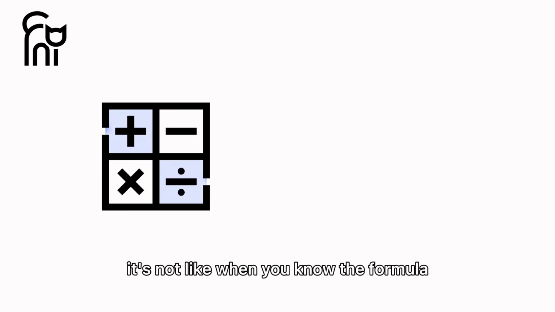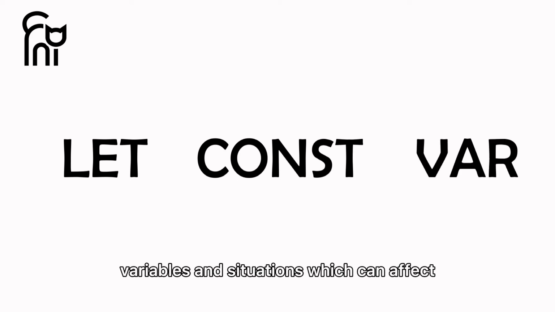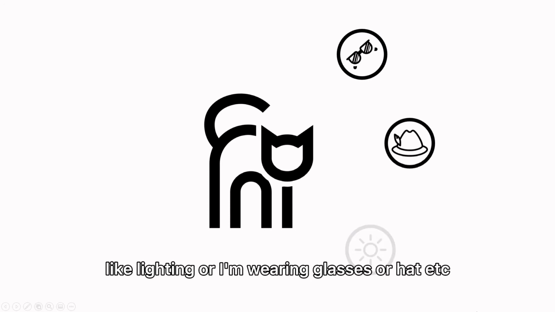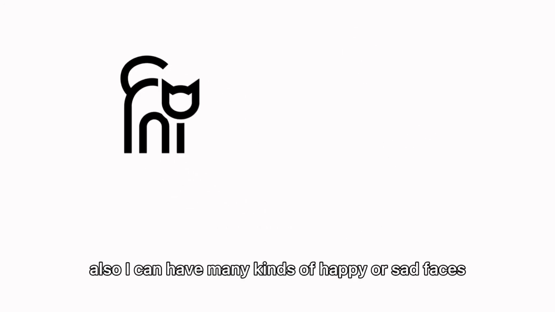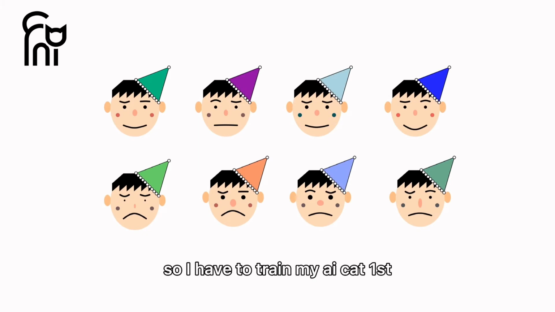Actually, no. Remember, when you are studying math or physics, it's not like when you know the formula you can solve everything. Because in real life, there are many variables and situations which can affect what the AI cat saw, like lighting, or I'm wearing glasses or a hat, etc. Also, I can have many kinds of happy or sad faces. So I have to train my AI cat.